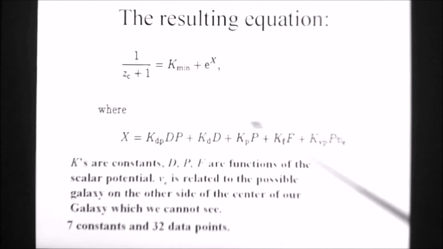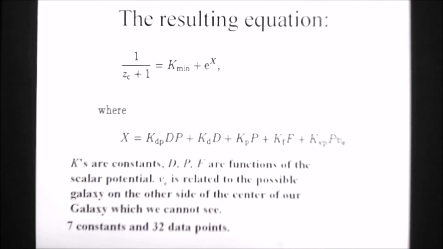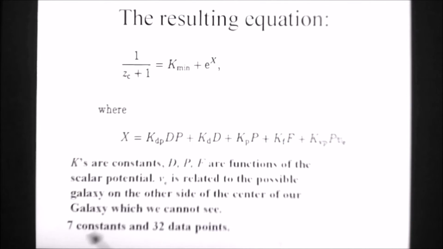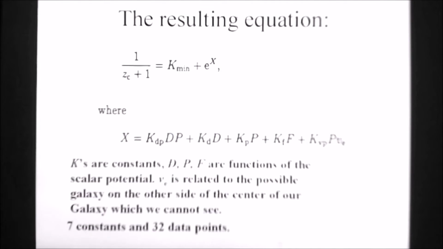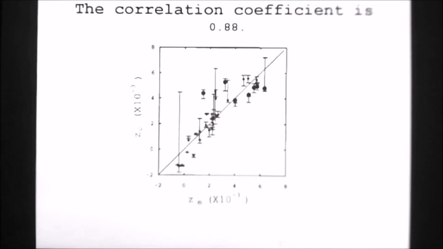The k's are proportionality constants. The d, p, and f are functions of the scalar potential, and VE is related to the possible galaxy on the other side of the center of our galaxy. You'll note that there are 7 constants in this equation, and we're looking at 32 data points, so we should be able to determine the k's. Here's the plot of our calculated z versus the measured z. The correlation coefficient is 0.88.